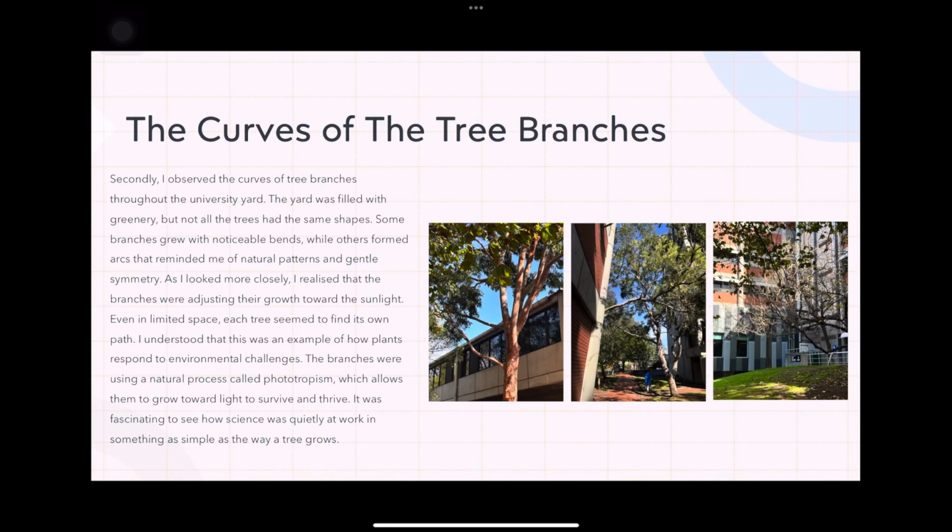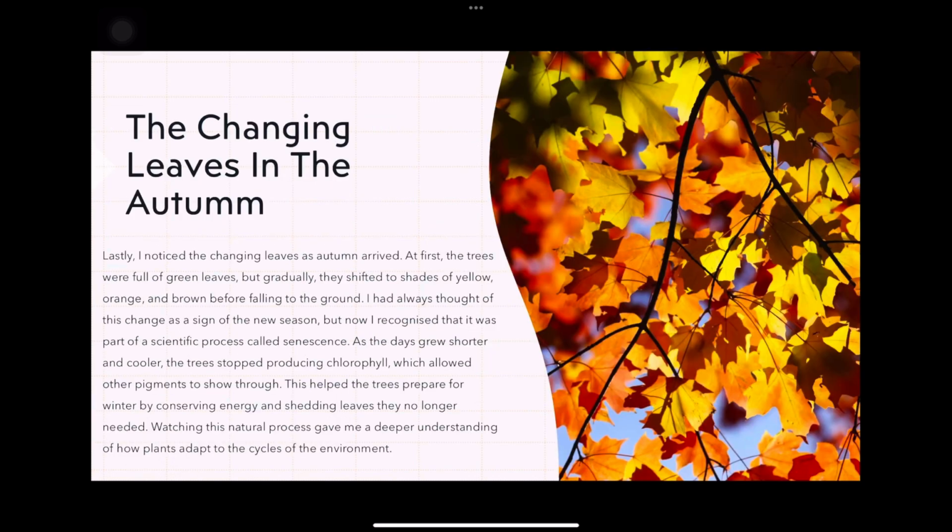This was an example of phototropism, a process that helps the plants grow toward the light to survive and thrive. It was fascinating to see how science was quietly at work in something as simple as the way the tree grows. Finally, I noticed the changing leaves as the autumn arrived.